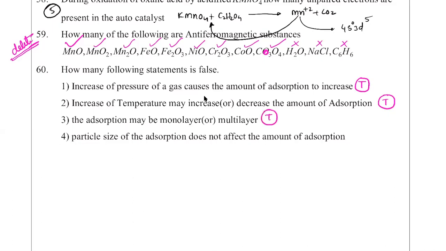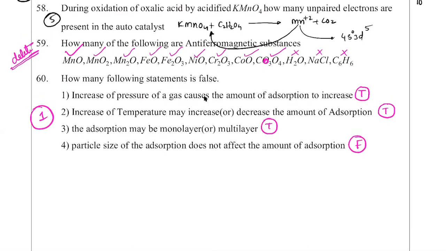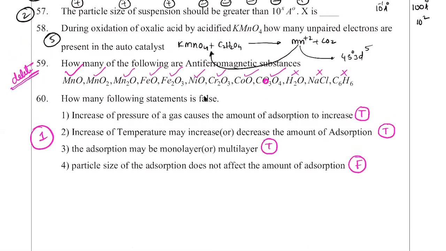Particle size of the adsorbent does not affect the amount of adsorption. Well, it does, because if you see that bigger the particle, more amount of surface area it will occupy, so less amount of adsorption it will take. So this is a false statement. So first three are true statements. So only one is incorrect here. So fourth one. How many following statements, he said? So only one statement is false here. Okay, students. So I hope you got this, everyone.